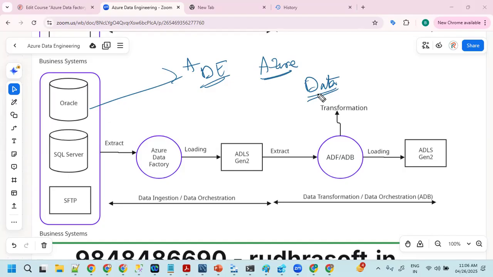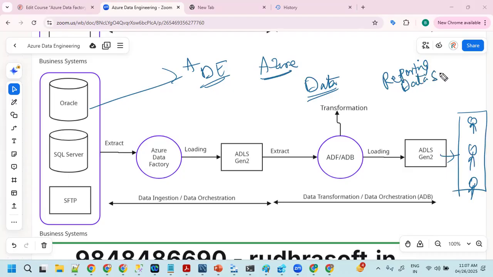And we can use Azure Data Engineering Services. Who is going to consume your data after processing, after you apply ingestion and data transformation? Your reporting teams are going to consume the data. From here, the reporting team is going to take the data for reporting purposes, and data scientists are also going to take the data from here only. So we are responsible for giving the data to all these people.